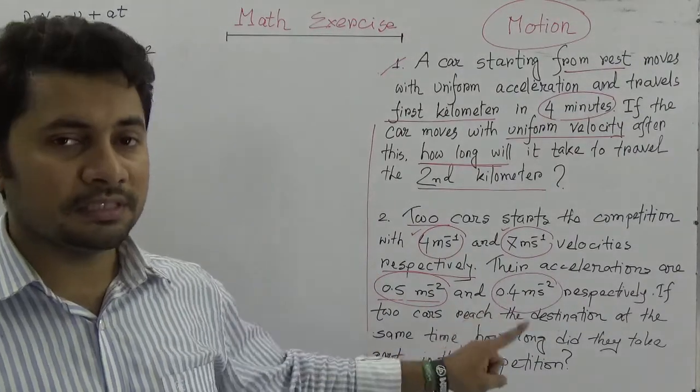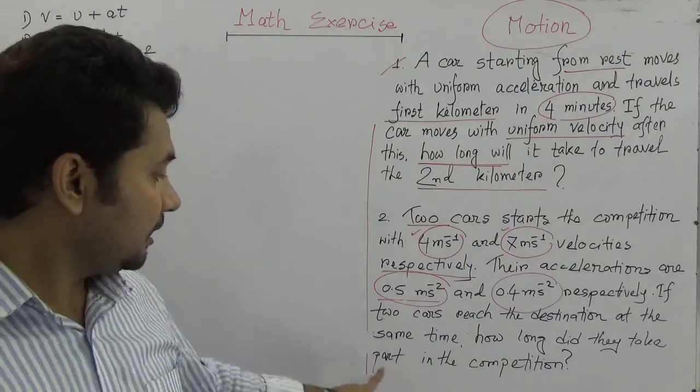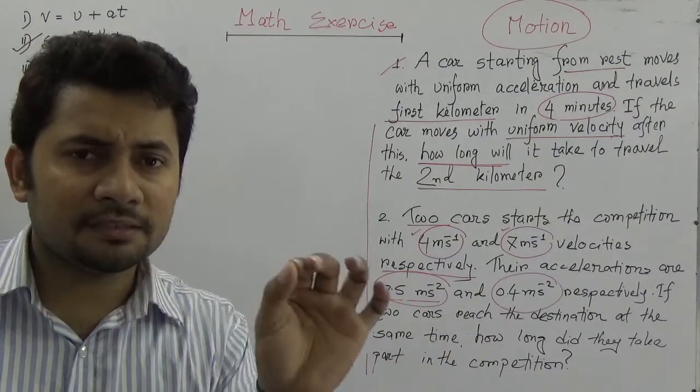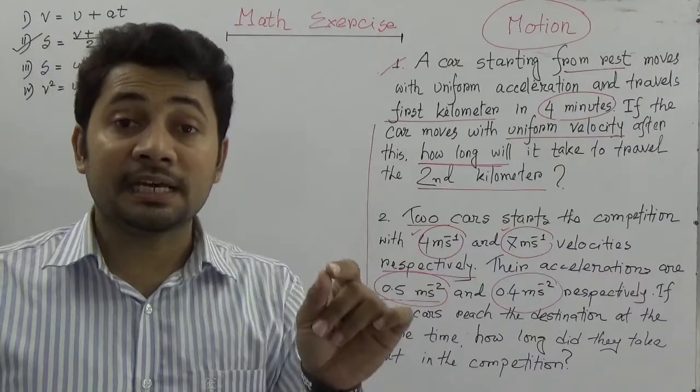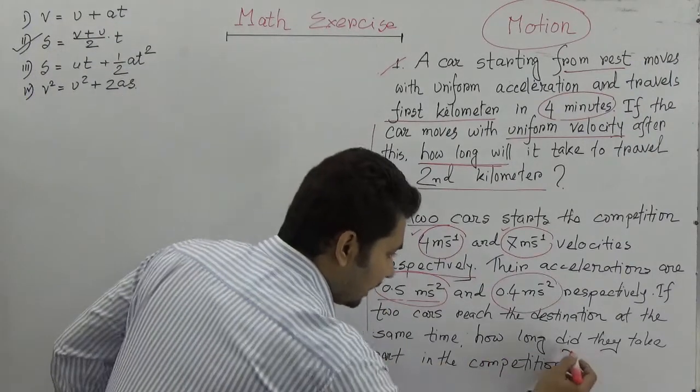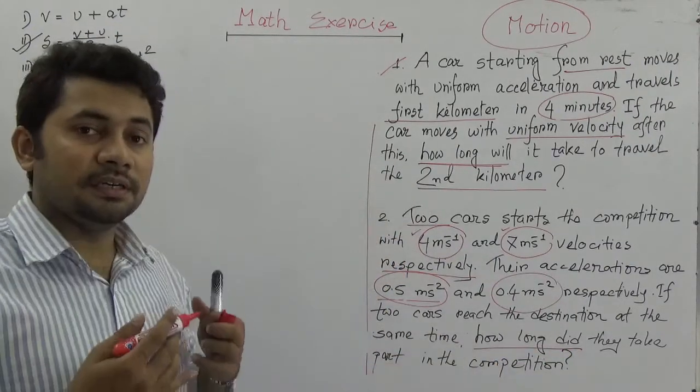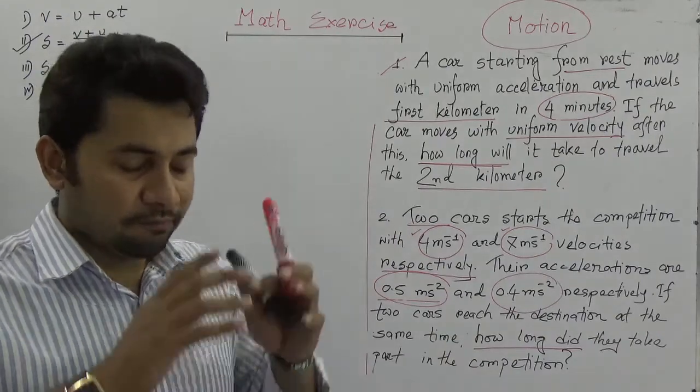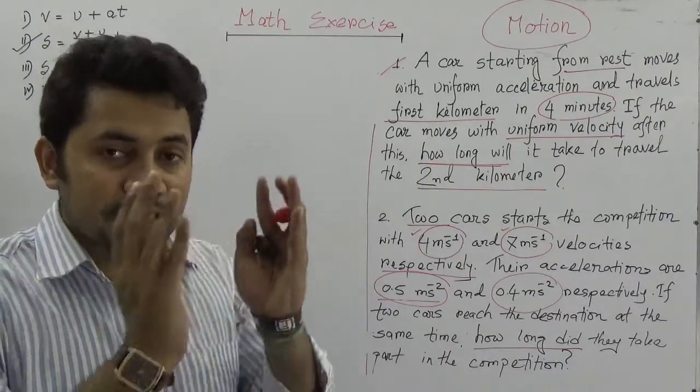And then the question is, if the 2 cars reach the destination at the same time, then how long did they take in the competition? So they take part in the competition, and the question is all about time. They ask about how long. So it means we need to draw a picture. We need to see what's happening here.